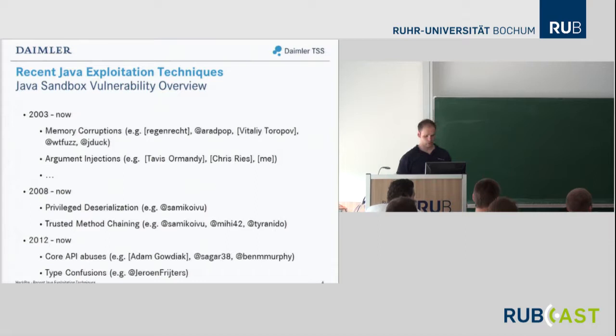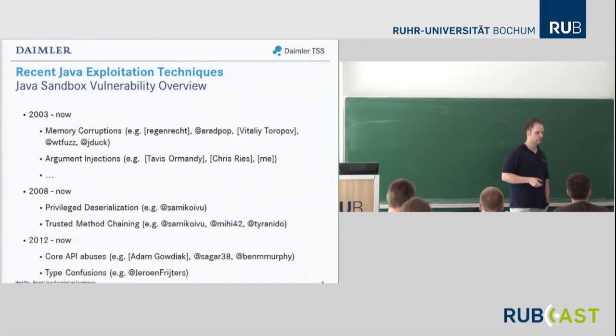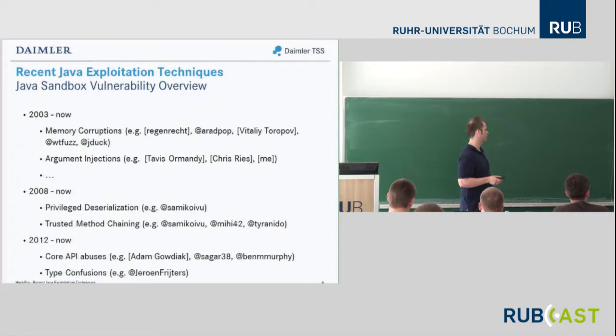And until the beginning of 2012, I think there was a huge step in the Java security scene, because Security Explorations discovered about 60 vulnerabilities in the Java JRE. Adam did a great job, and if you want to see the exploits, you can just go on his webpage, Security Explorations. Just download them, try them out. It's great. You learn a lot.